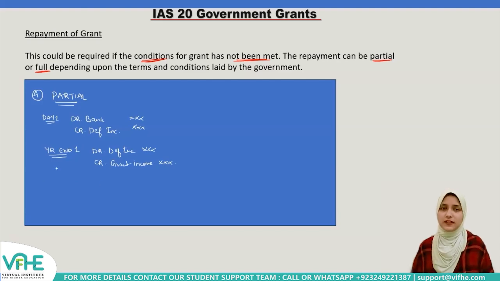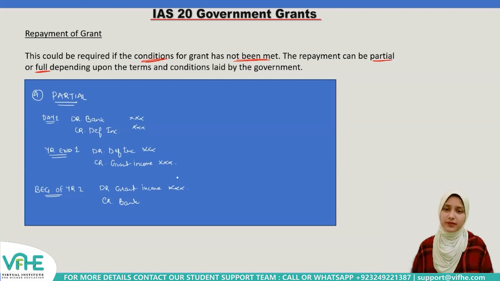Now suppose after the end of year 1 you have not been able to fulfill the condition of the government, then what do you do? At the end or at the beginning of year 2, when you were not able to fulfill, when you fired the workers, and if partial repayment is required, then you will debit the grant income account created, because there will no more be a liability of this. Okay, and you're going to credit bank.